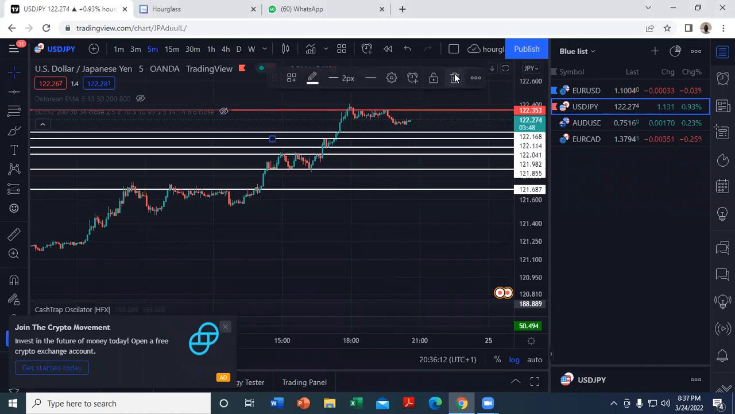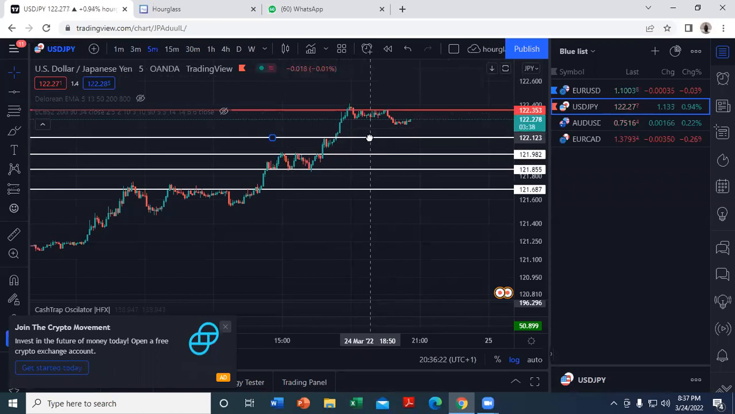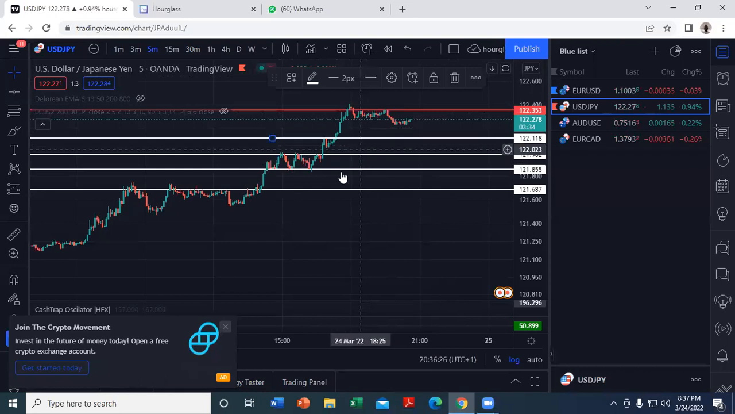Pick the pivot point, the major places where you saw the market react. Now, why am I marking up the top of these candles and not the base of the candles? Because this is an uptrend, right? And I've seen that these are previous resistance levels that have been broken and turned to support.